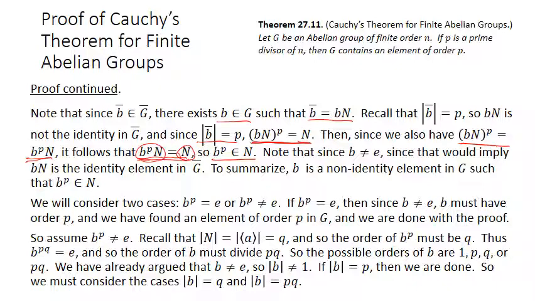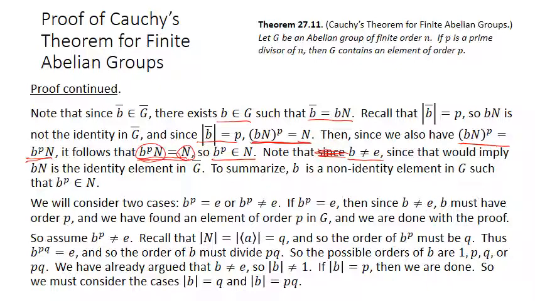Now, note that b is, I think this is actually a typo, I don't think this is supposed to be here, that word. Note that b is not equal to the identity, since that would imply that bN is the identity in G bar. So if b were equal to the identity, then b times N would be N, and so bN would be the identity in G bar, but we already noted that bN is not the identity in G bar. Okay, so that means b cannot be e.